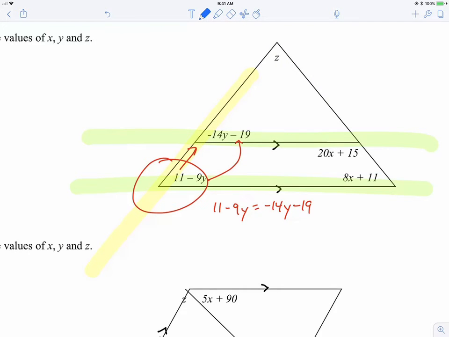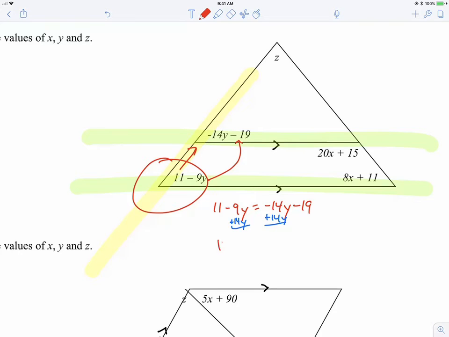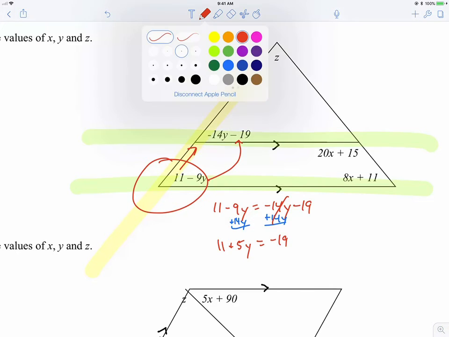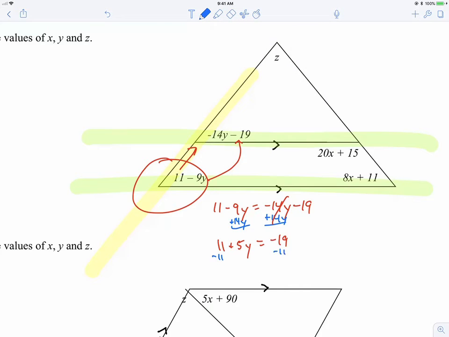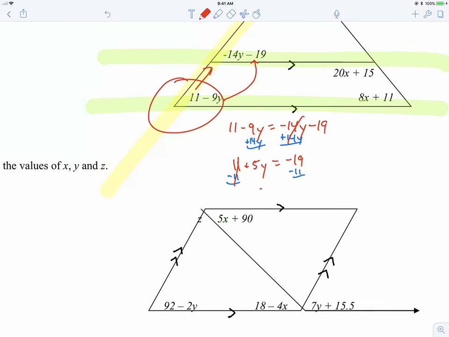So what I'm going to do is add 14y to both sides to get y on one side. So now I'm going to get 11 plus 14 minus 9 is 5y. These eliminate, equals negative 19. Then we're going to subtract 11 off both sides. So these eliminate, and I get 5y equals negative 30. Then I'm going to divide both sides by 5 and get y equals negative 6.